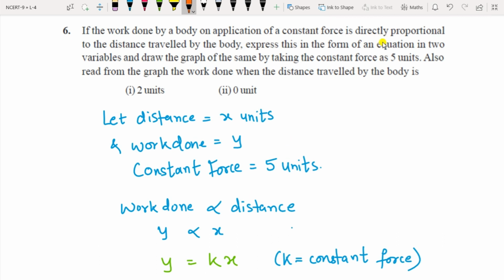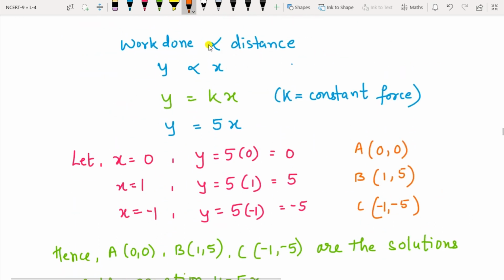So y is directly proportional to x. This is the symbol for directly proportional to x. Now removing this directly proportionality sign, you have to put equal to, then comes the constant. Whenever you remove the proportionality sign, there is a constant. That constant here in the question is taken as the constant force, and its value is given as 5. So y equal to 5x is the given equation.